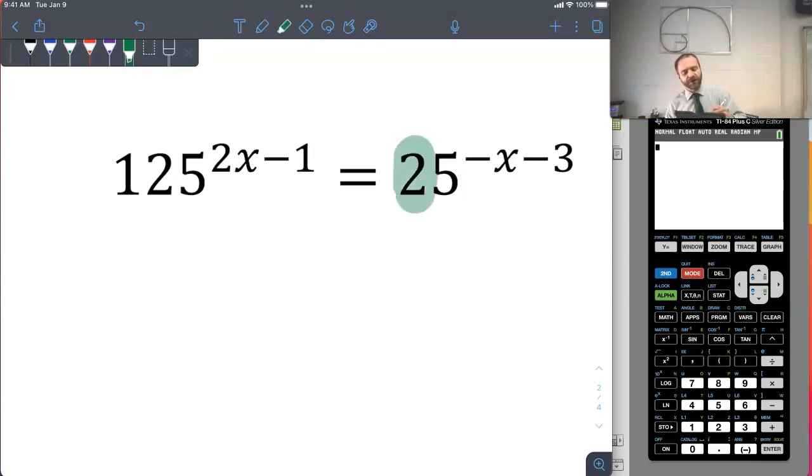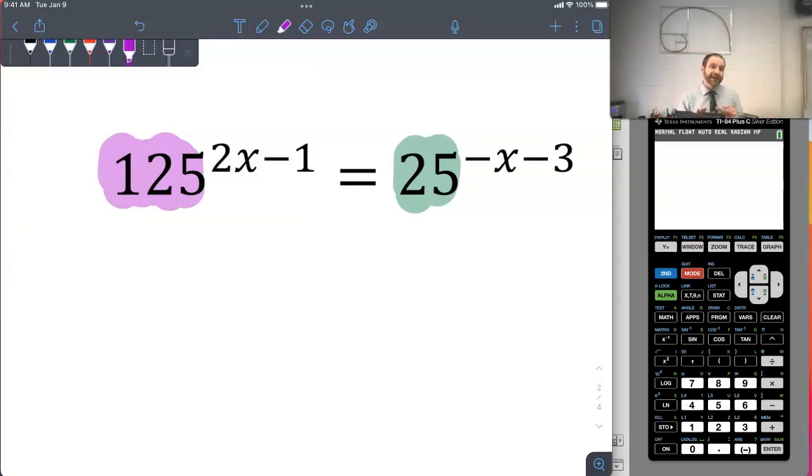I always look at the smaller number first, the smaller base, and I think about powers of it. Well, 25 to the first is 25. That doesn't equal 125. 25 squared is 625. I'm way beyond 125. So I can't change 125 into a power of 25. It doesn't work. And so in that case, what I need to do is change both numbers.